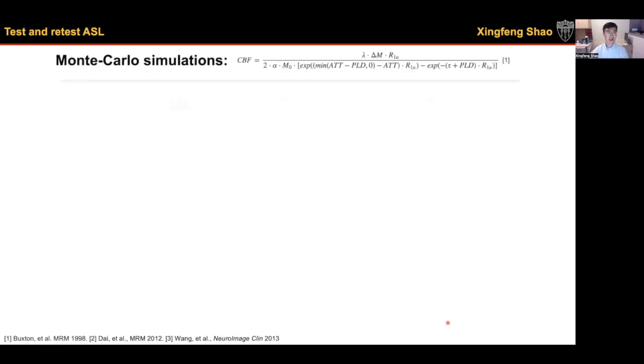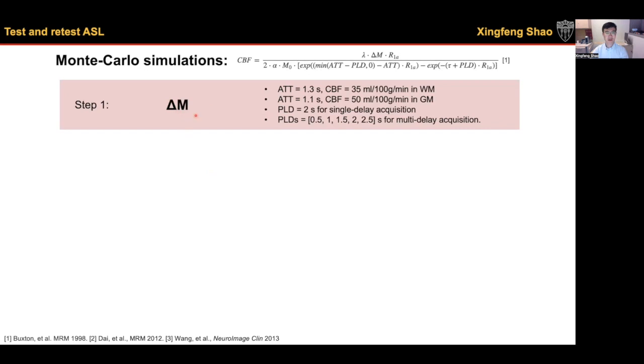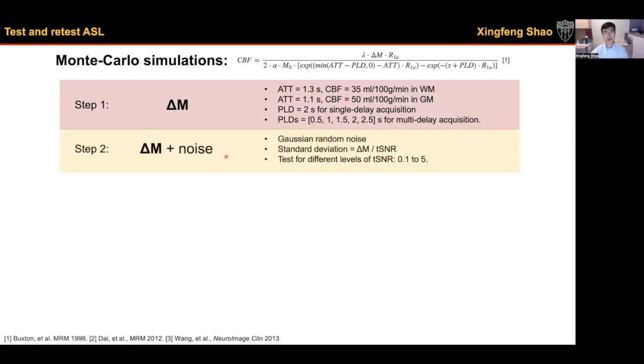For Monte Carlo simulations, we first generate a perfusion signal according to the single compartment ASL model, assuming some arterial transit time and CBF values for gray and white matter. We use a PLD of 2 seconds for single-delay acquisition and PLDs from 0.5 to 2.5 seconds for multi-delay acquisition. We then add Gaussian random noise to the simulated signal to test different levels of temporal SNR, from 0.1 to 5.